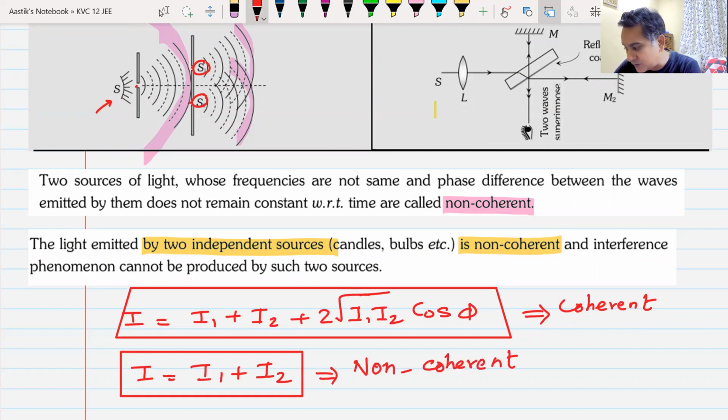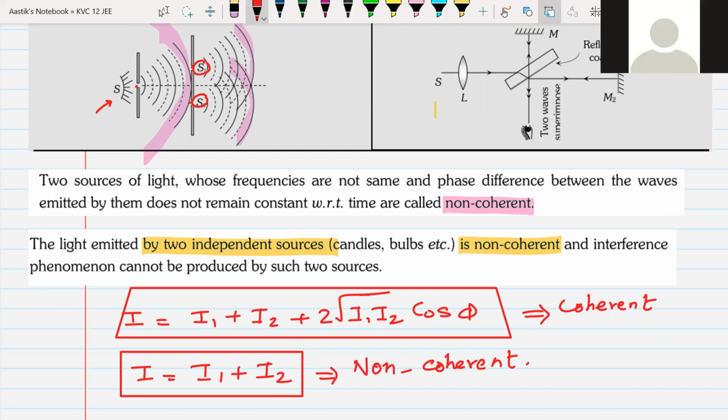So if a question comes, and I've seen it comes for non-coherent sources, that cos phi factor never comes because the phase difference does not remain constant. Please note it down. I'll give you 2 minutes to note it down. Important points. I've seen question on non-coherent sources come, and that is why I have given you this concept of non-coherent sources, which is hardly covered anywhere.